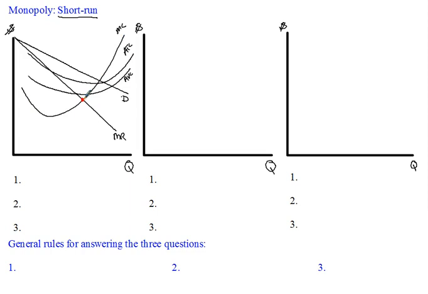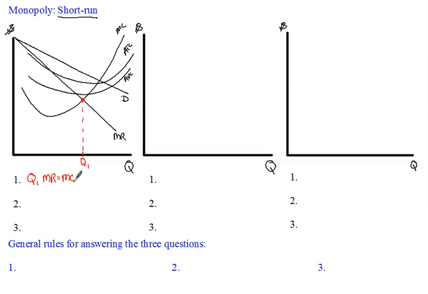And then we want to get tunnel vision. So that's where we're going to produce. So we're going to come down here and mark production at Q1. And that's my answer to question number one. Firm's going to produce Q1 units where the marginal revenue is equal to the marginal cost. That's the answer to question number one.